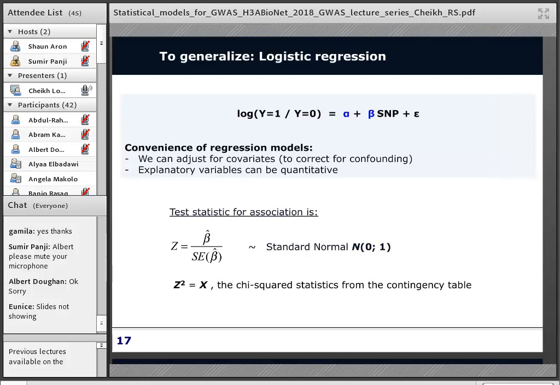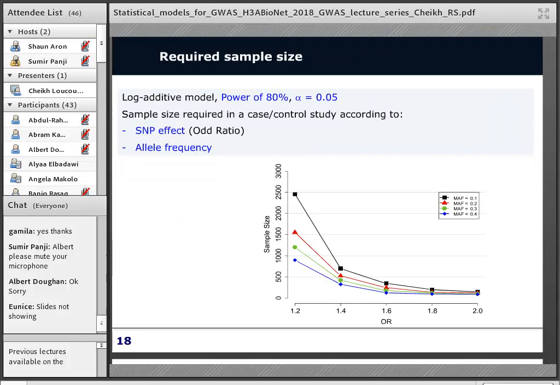So with the logistic regression, you also have the same conclusion. And you have more advantage by using logistic regression because you can adjust for covariates. Okay, next.